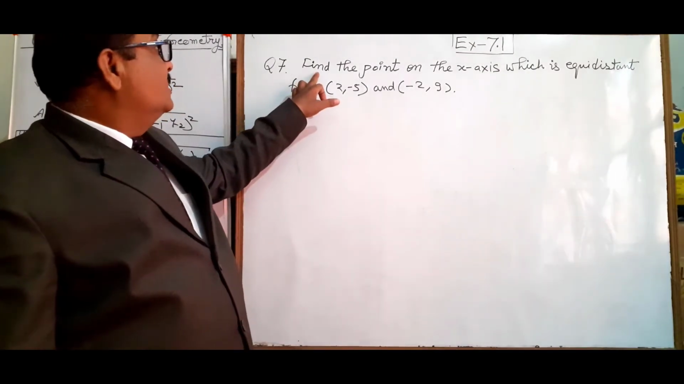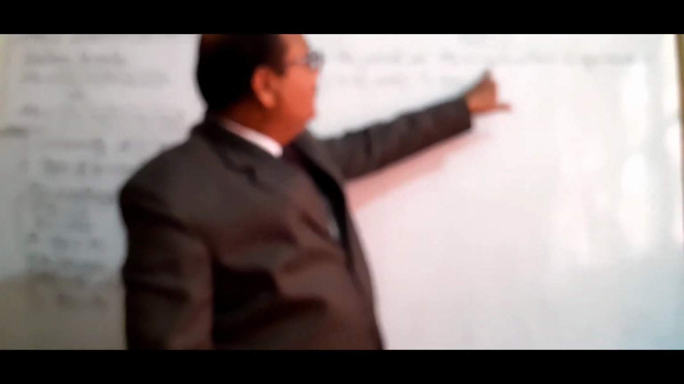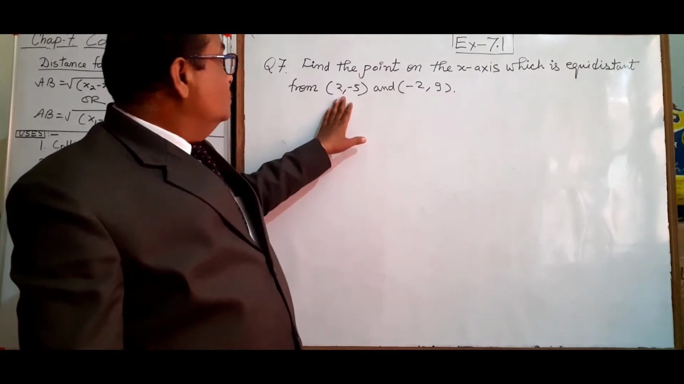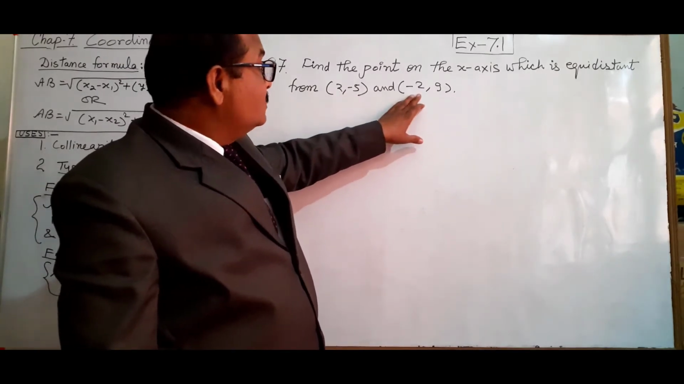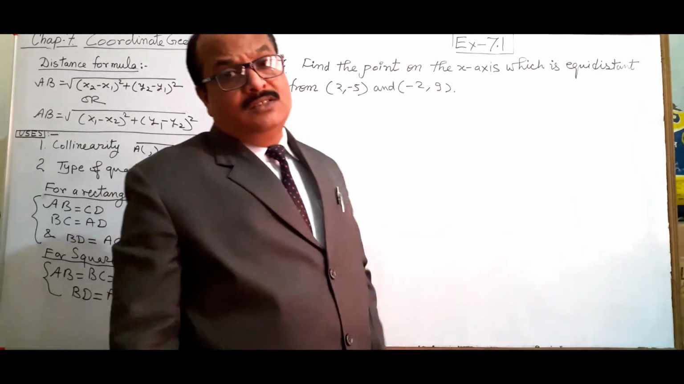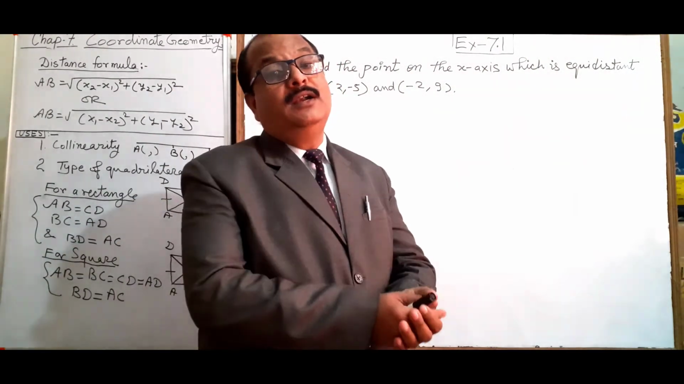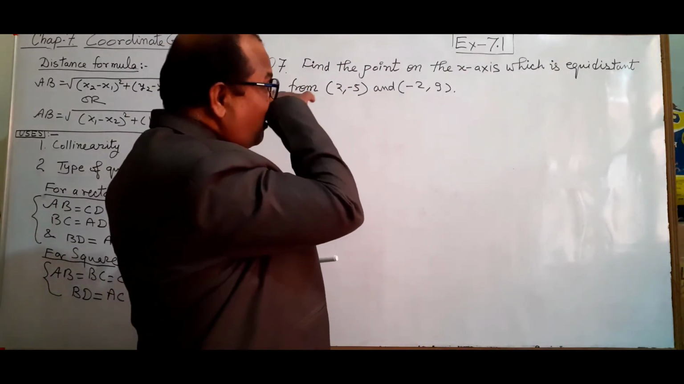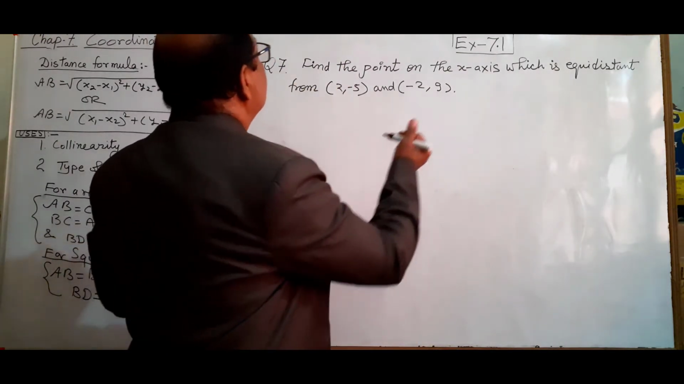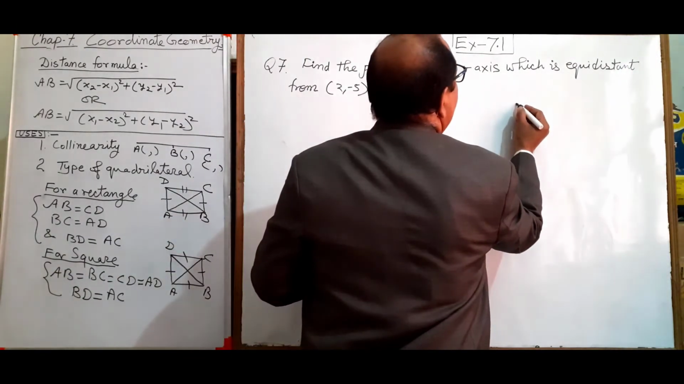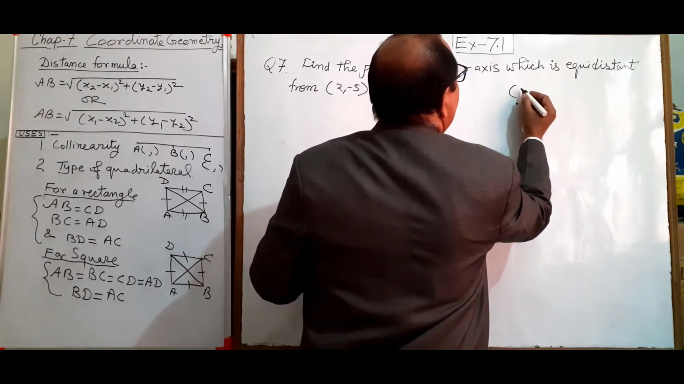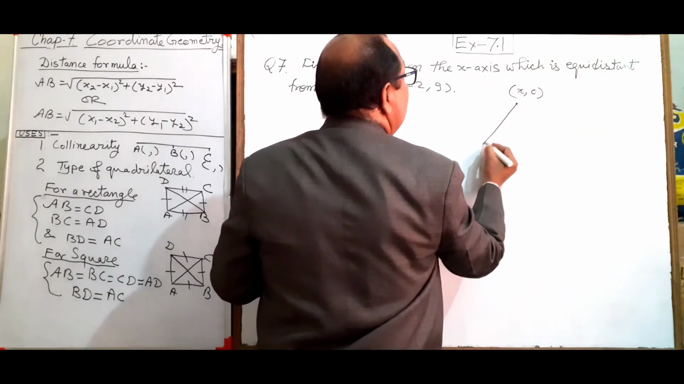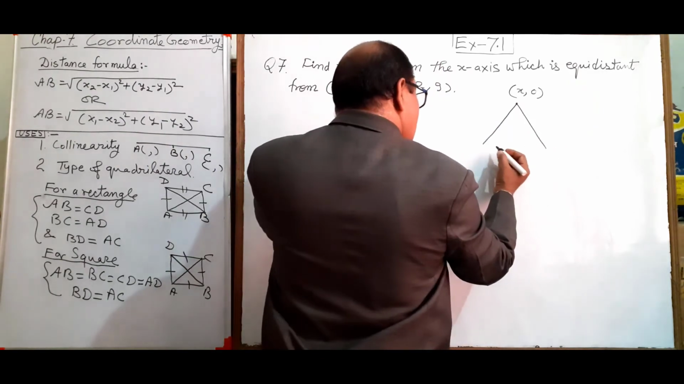Now let us see question number 7. Question number 7 says: find the point on the x-axis which is equidistant from (2, -5) and (-2, 9). First thing, students, you must know any point lying on the x-axis is of the form (x, 0). So let us see, the point on the x-axis is (x, 0) and there are 2 points which are equidistant from it.